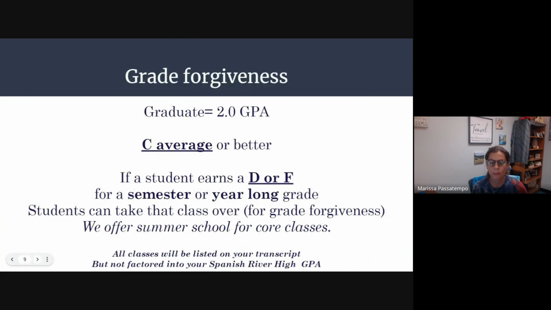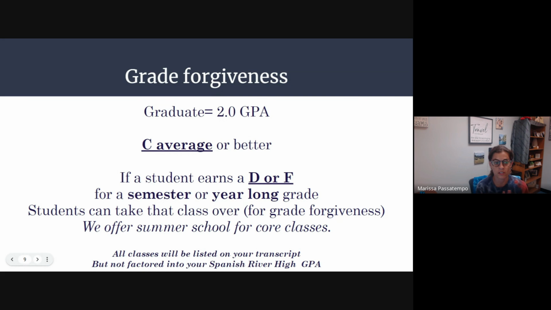Okay, the minimum GPA requirement is a 2.0 to graduate from high school. Remember that you want to be competitive for colleges. So colleges want to see GPAs in the 3.5 value or higher for the competitive universities. So that 2.0 is just a minimum to graduate and earn your diploma from high school.